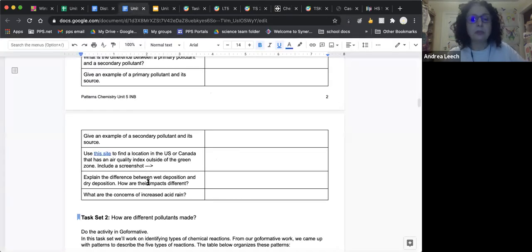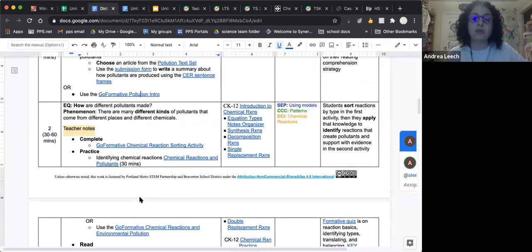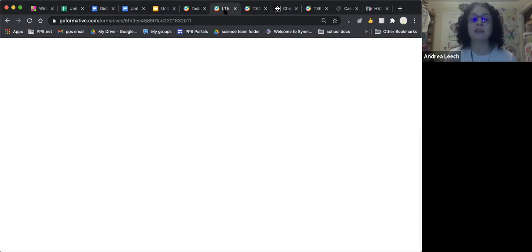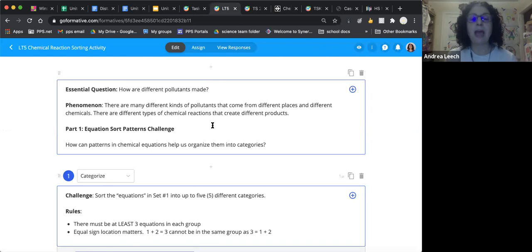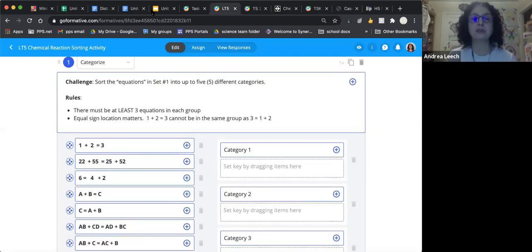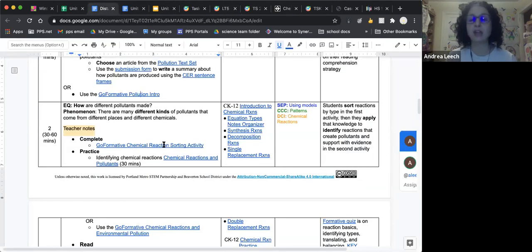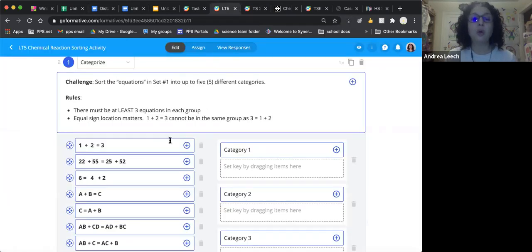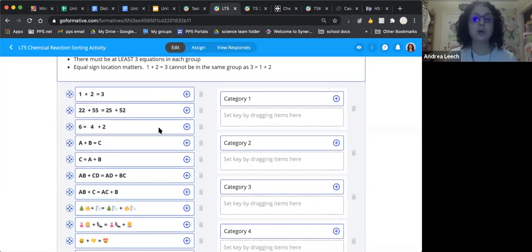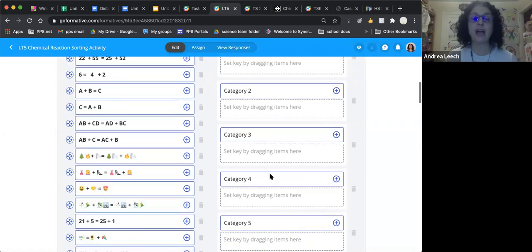Once you're done with that, you go on to task set 2. Task set 2 has the essential question of how different pollutants are made. This is where we're filling in with the different types of reactions and how they relate to those pollution activities. So we start off with this pattern sort. This formative is just the link that came right here, the Go Formative Chemical Reaction Sorting activity. In this first activity, they're going to sort these equations into 5 different groups.